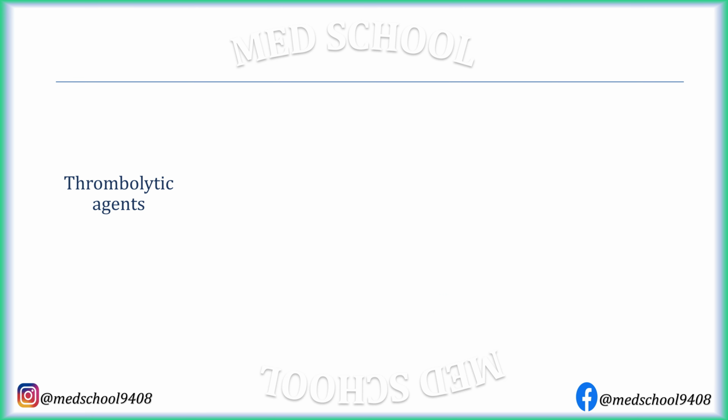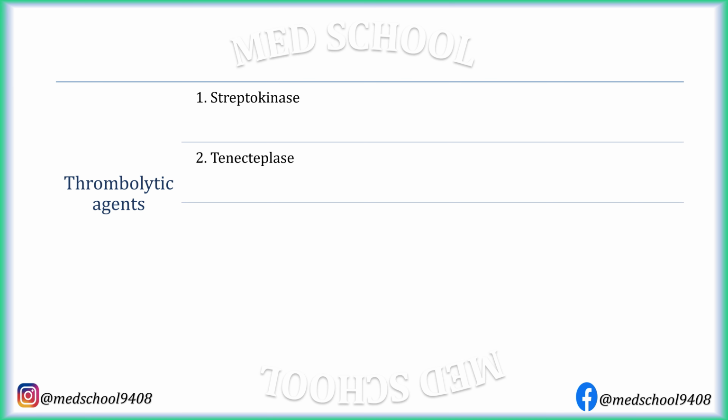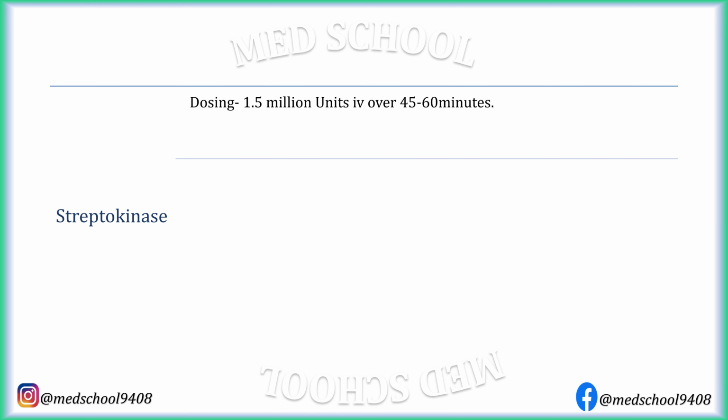Thrombolytic agents used commonly in STEMI are Streptokinase, Tenecteplase, Alteplase, and Reteplase. Although Streptokinase is not used in developed countries, it is used widely in countries like India due to cheaper cost. Dosing is 1.5 million units IV over 45 to 60 minutes. It is not clot selective.